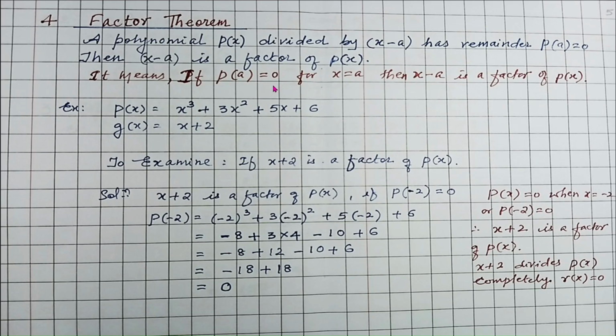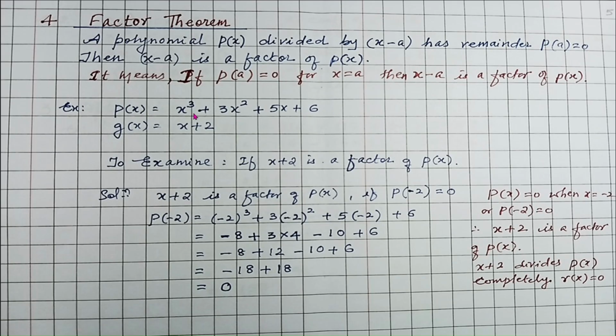Now again, I'll repeat: a polynomial p of x when divided by x minus a, the remainder is p of a. But if p of a is 0, then x minus a is a factor of p of x, and remember that. So now, to understand this theorem, let us take an example.